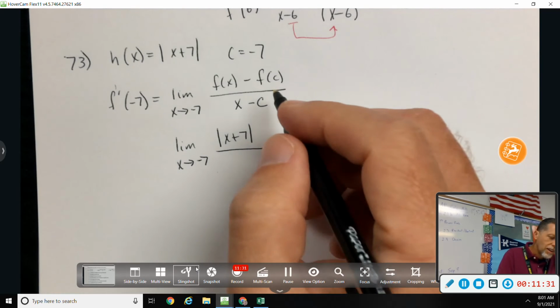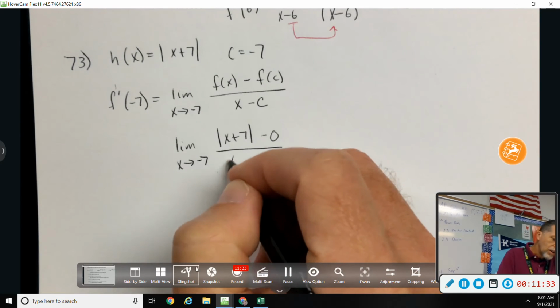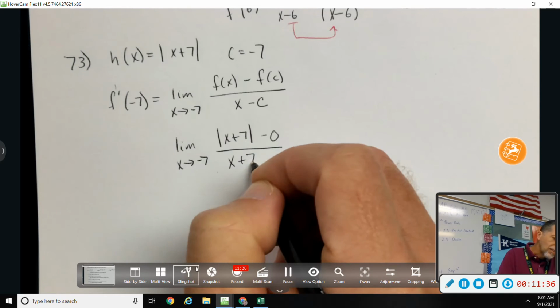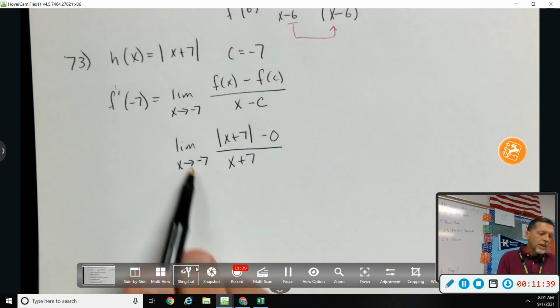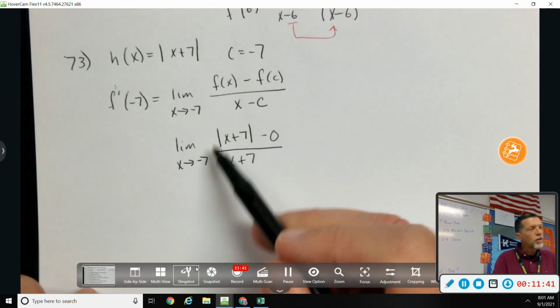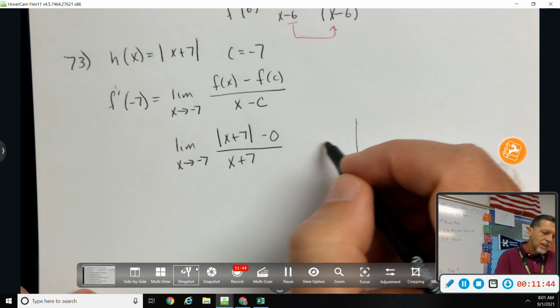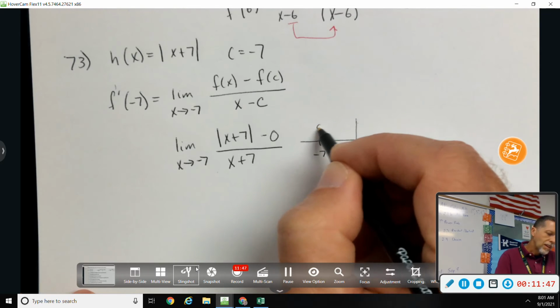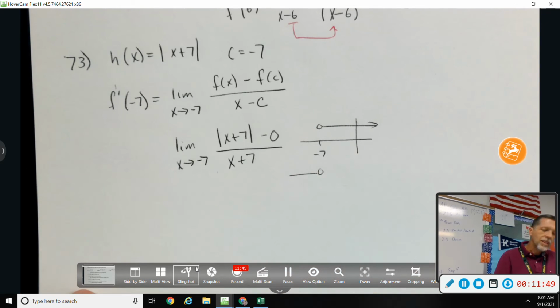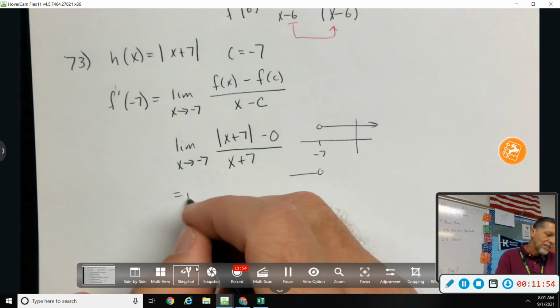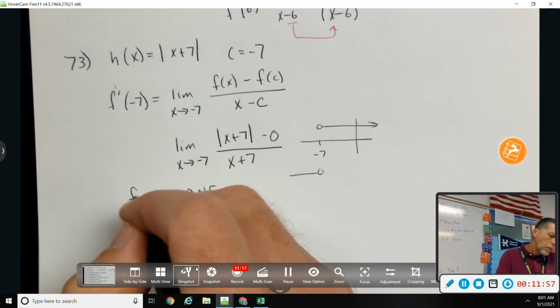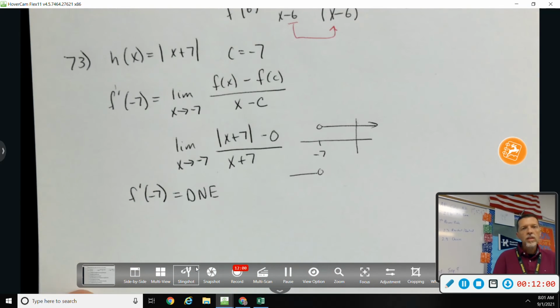f of c is 0 over x minus negative 7. Oh, and look what we're taking the limit of. This is the function we're supposed to know what that graph looks like. Well, that's the one that looks like that. And so as x approaches negative 7, that doesn't exist. So that's the formal way, using the method of this section, to know that that derivative doesn't exist.